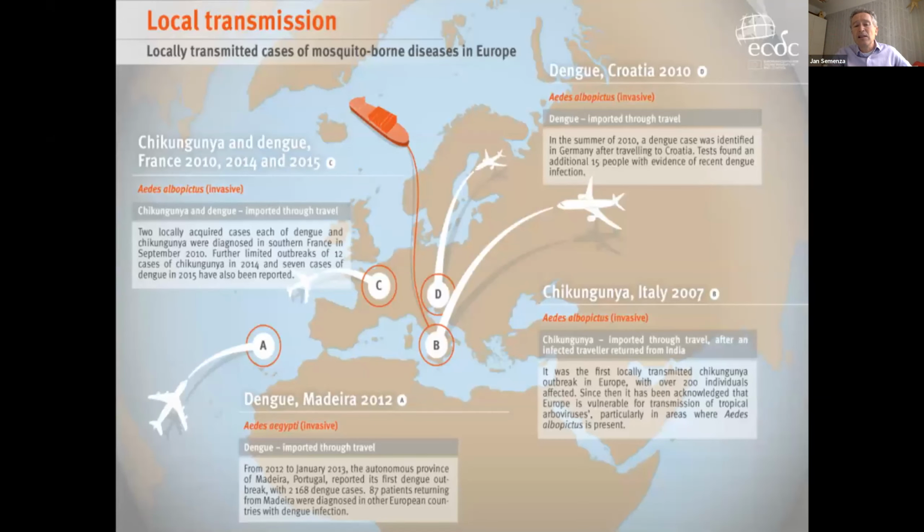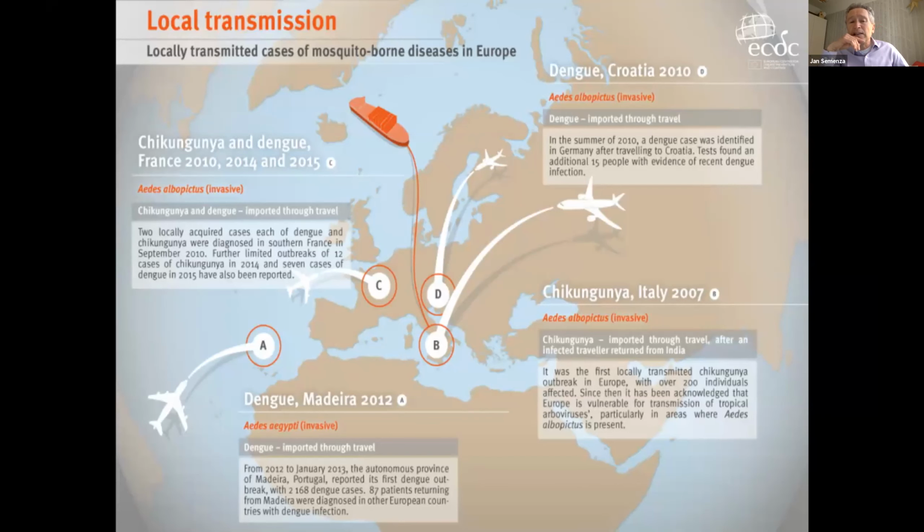It turns out that a lot of outbreaks that we have experienced in the past have in fact been introduced through air passengers that arrive in Europe in a viremic state, which means that they have the virus circulating in their blood, and then they're bitten by a local mosquito that precipitates an outbreak. For example, in 2012, there was a big dengue outbreak in Madeira, because Aedes aegypti, which is an invasive species, is present on this island, and there was a big outbreak of 2,168 dengue cases at the time.